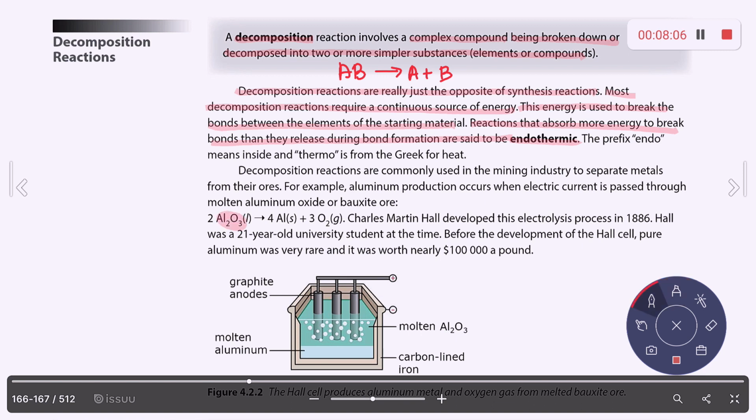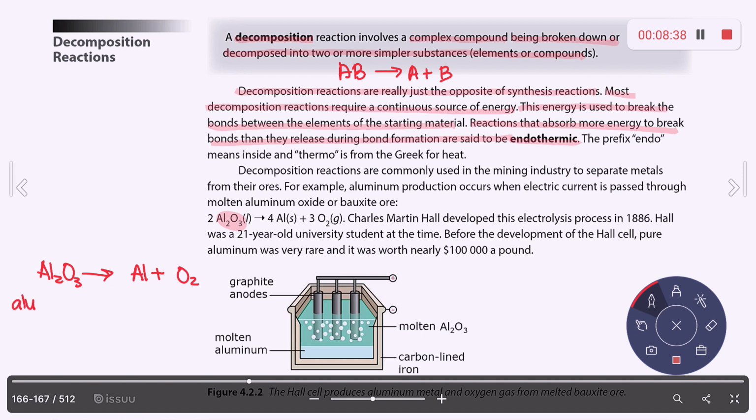If I had given you compound Al2O3 and I asked you to predict the elements that would form, which 2 elements do you think it would form? Aluminum and oxygen. Are either one of those elements diatomic? Oxygen is diatomic, right? So you would have to put a little subscript 2 on it. So you've got aluminum oxide decomposing into aluminum and oxygen.